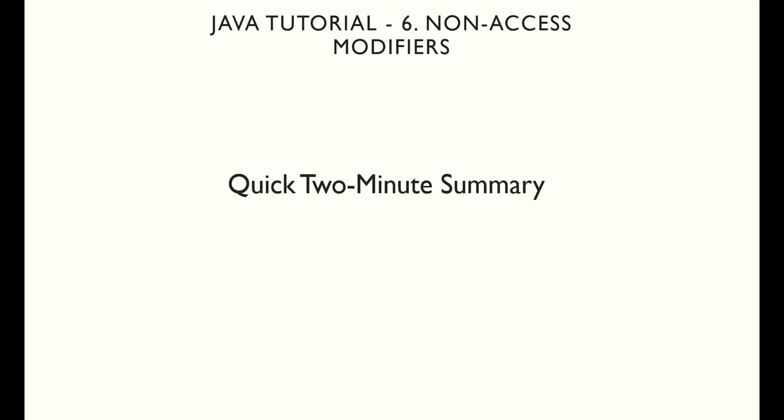Let's recap with a quick 2-minute summary. The non-access modifiers in Java does not affect the access level or visibility. They are added to change meaning and indicate characteristics of classes and its members to the JVM. The non-access modifiers in Java are abstract, final, native, static, synchronized, transient, volatile, and strictfp.